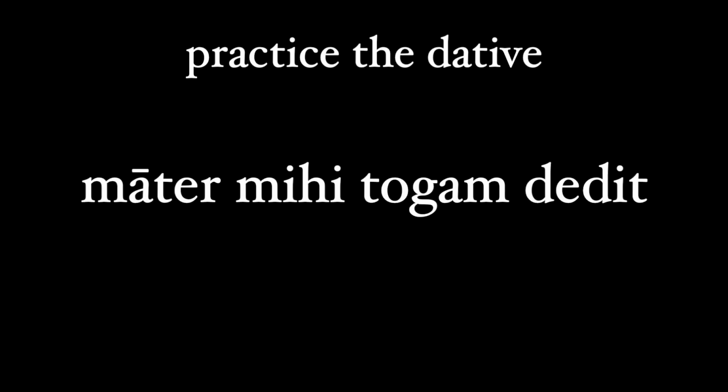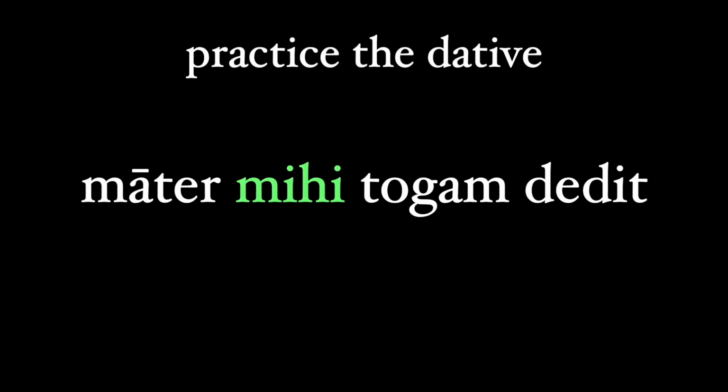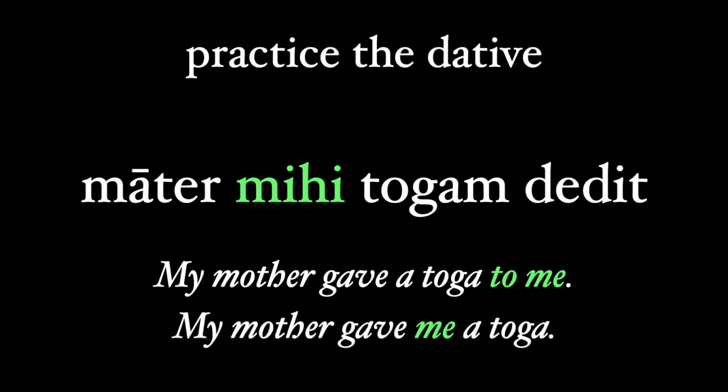So our first sentence is Mater mihi togam dedit. And you can pause your video here to do your work. I'll come back after a few seconds. Okay, our dative noun here is mihi, acting as an indirect object after our verb of giving. And we can translate this as, "My mother gave a toga to me," or "My mother gave me a toga." And don't forget that dedit is the perfect tense form of dare, meaning to give.